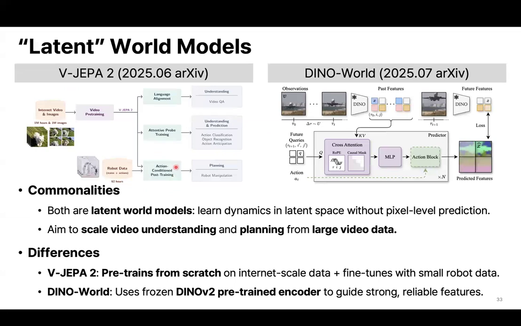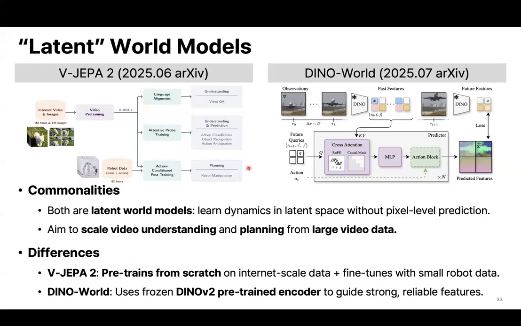So this is a summary. V-JEPA 2 and DINO-World's commonality is that both are latent world models that learn dynamics in latent space without pixel level prediction, and aim to scale video understanding and planning from large video data. The difference is mainly the loss, and also V-JEPA 2 pre-trains from scratch on internet scale data and then fine-tunes with small local data. And DINO-World uses the frozen DINO-V2 pre-trained encoder to provide strong and reliable features.